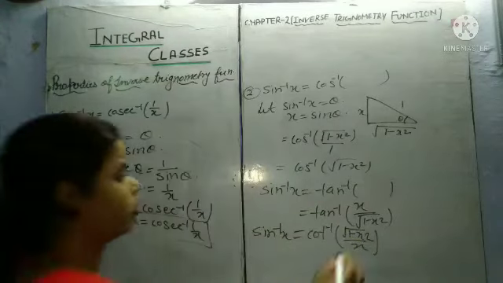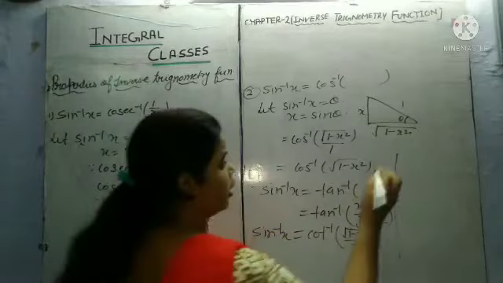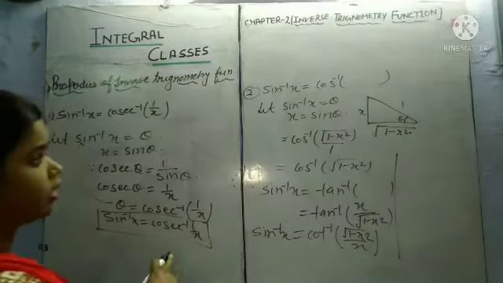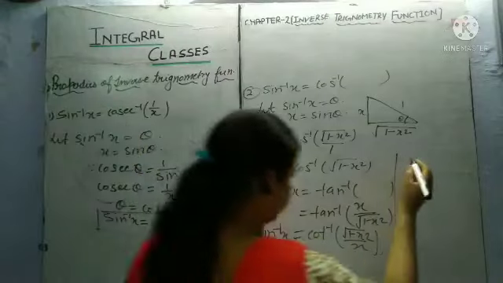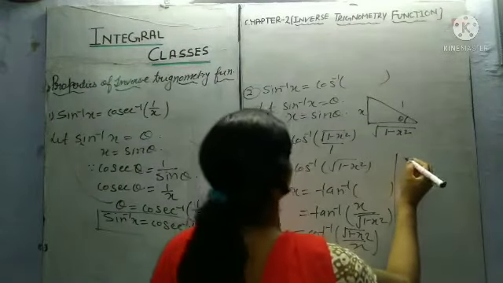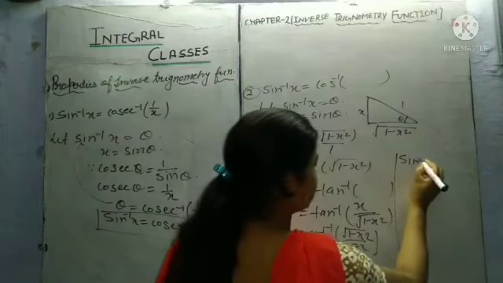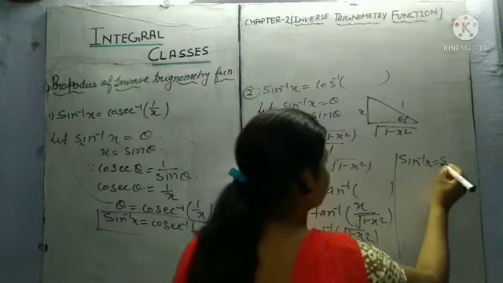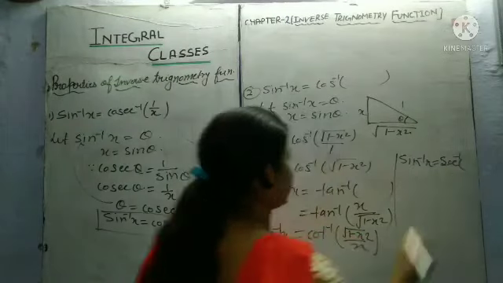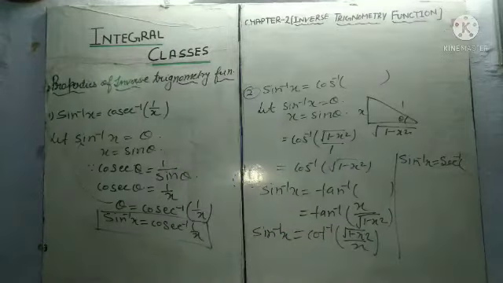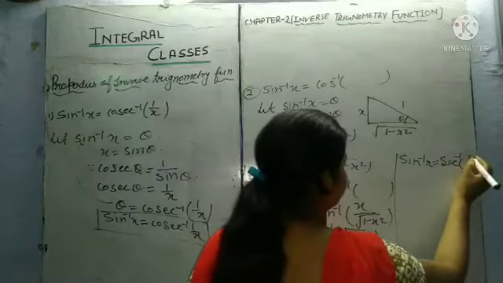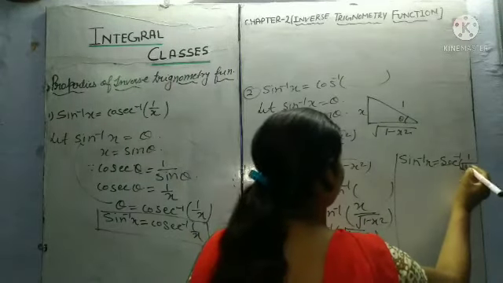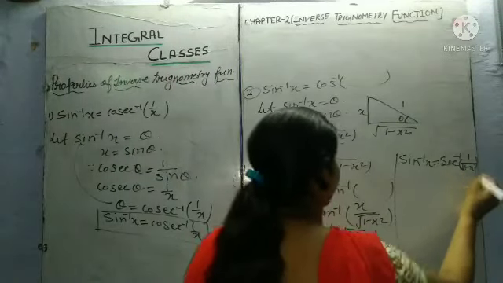Now if you want to find cos inverse, we find it in the same way, as well as tan and cot. Now sin inverse x is equal to sec inverse. Sec inverse is the inverse of cos, and cos inverse is root of 1 minus x square, so sec inverse is 1 upon root of 1 minus x square.